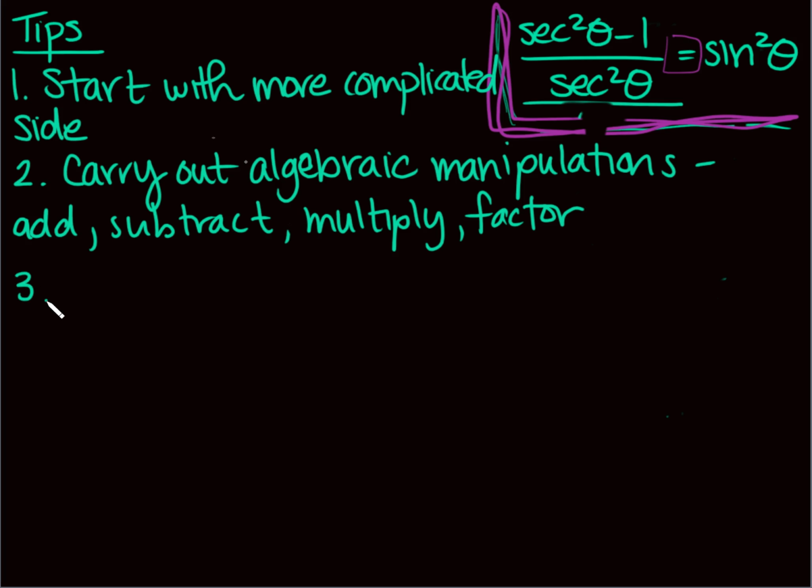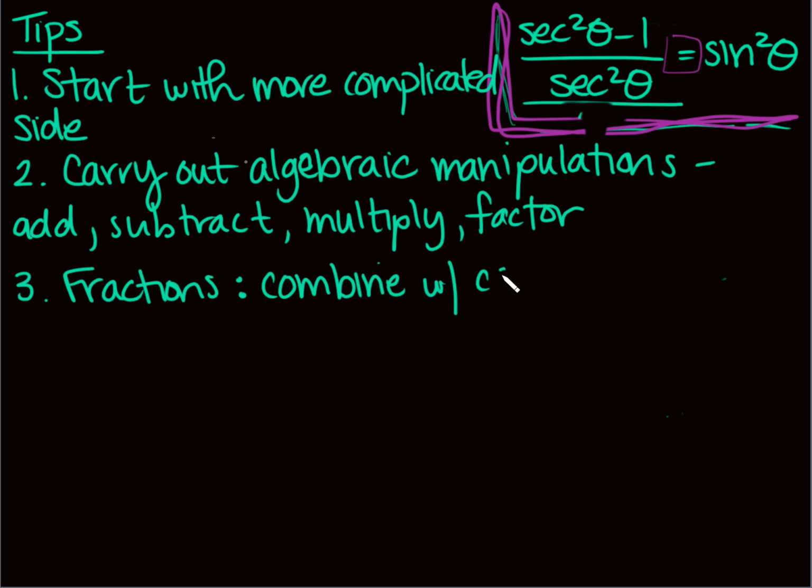If you can't perform any of those algebraic manipulations, if a fraction is involved, here are some suggestions for fractions. Combine terms using a common denominator. So if I'm adding 2 fractions or subtracting 2 fractions, combine with a common denominator, or clear a complex fraction. That's what I'm going to do with this one. I'll show you. Anything like that.